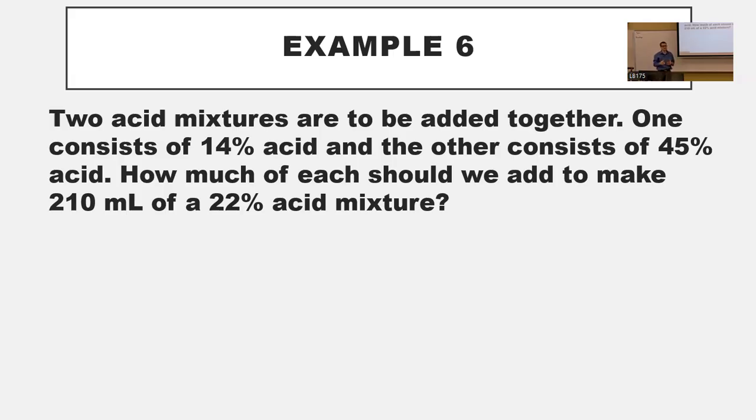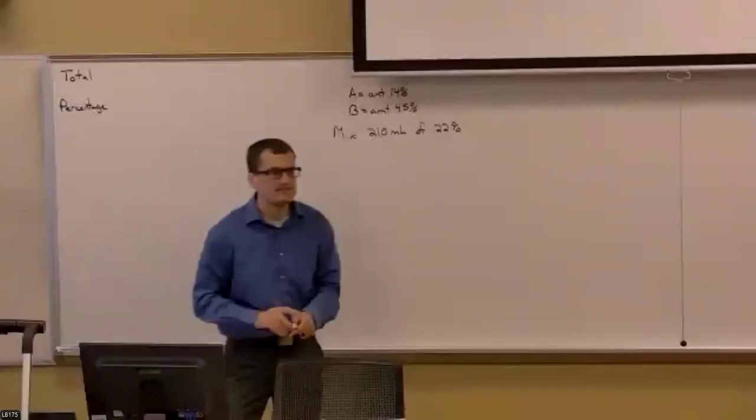So for that, we need some variables. We have a 14% acid. We'll call the amount of 14% acid A for this problem. And we'll call B the amount of the 45% acid. And obviously we want to mix those to get 210 milliliters of a 22% acid mixture. So that's the basic premise of this.